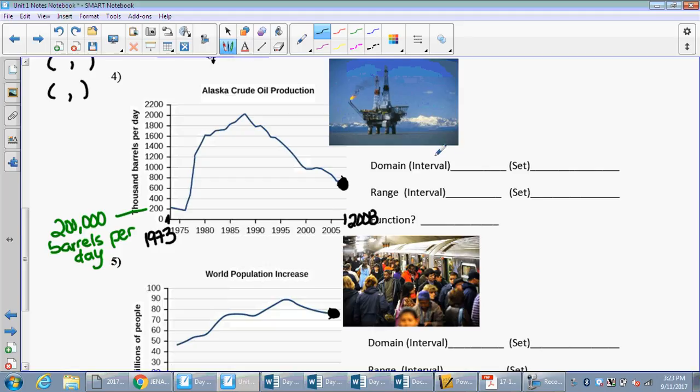So for the interval, that's going to be 1973 to 2008. And then for our set notation, we should be pretty rock star amazing with our setup. And then I literally just drop in those 2 values, 1973 to 2008. And we do need lines underneath because we can be equal to those years.